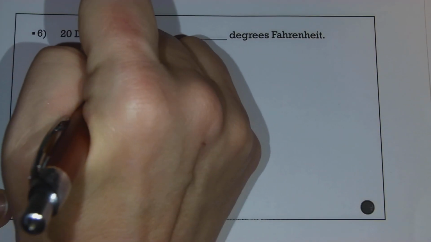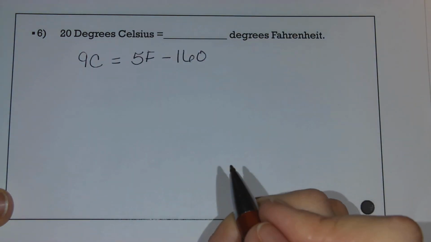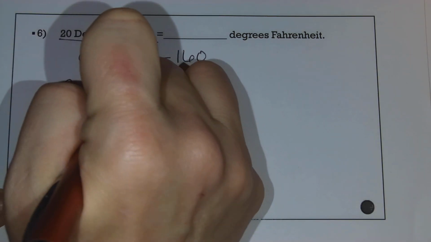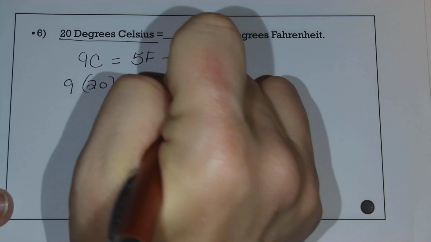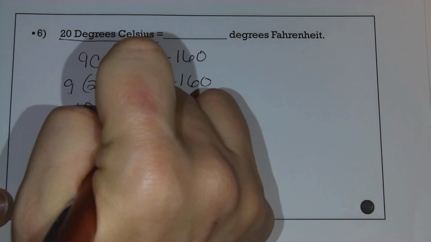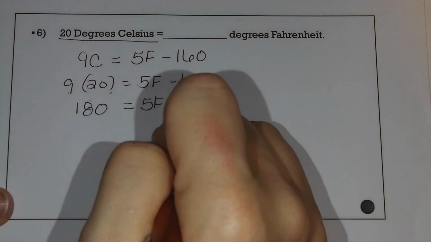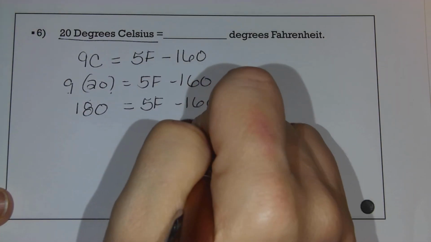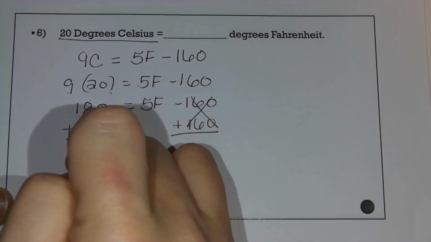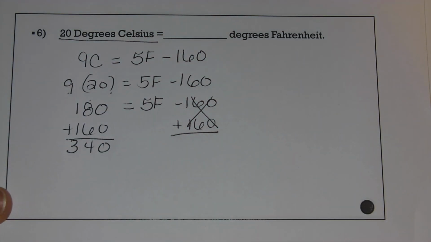Number 6, 9C equals 5F minus 160. 20 degrees Celsius, put the 20 where the C is at. Bring everything down. 9 times 20 is 180. Okay, bring everything down. Then you're going to add 160 to each side. It crosses this side out. So 180 plus 160 will equal 340.